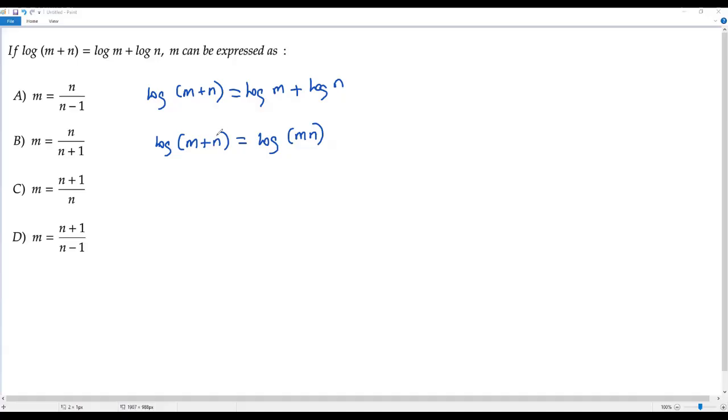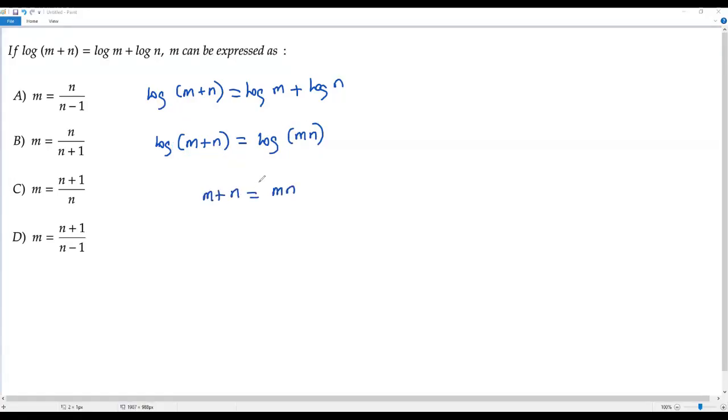Here we have two logarithms that are equal with the same base. The base of this logarithm is 10. The base of this logarithm is also 10. Whenever two logarithms are equal with the same base, we can equate the arguments. That is, m plus n equals m times n.